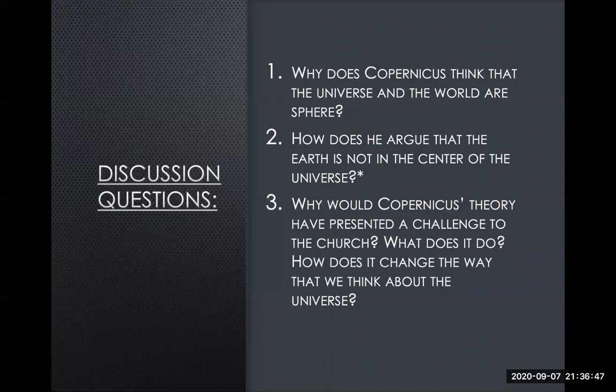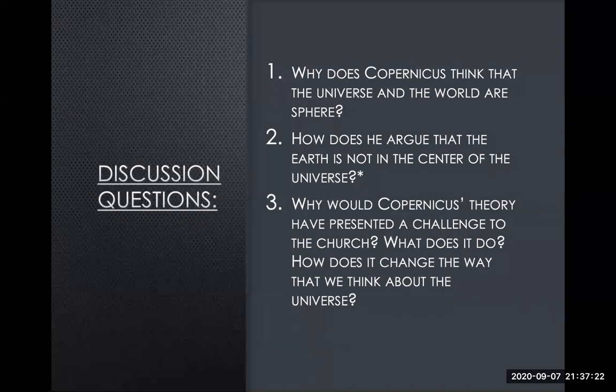Okay, so number 3, why would Copernicus's theory have presented such a challenge to the church? What does it do? How does it change the way that we think about the universe? The big one here is that it goes against what the church had been teaching for centuries. The church had embraced this Ptolemaic system. There are also some short passages in the Bible that talk about God stopping the sun in the sky. And so by going against this theory, what we see Copernicus doing is chipping away, in a sense, at this received authority of the church.